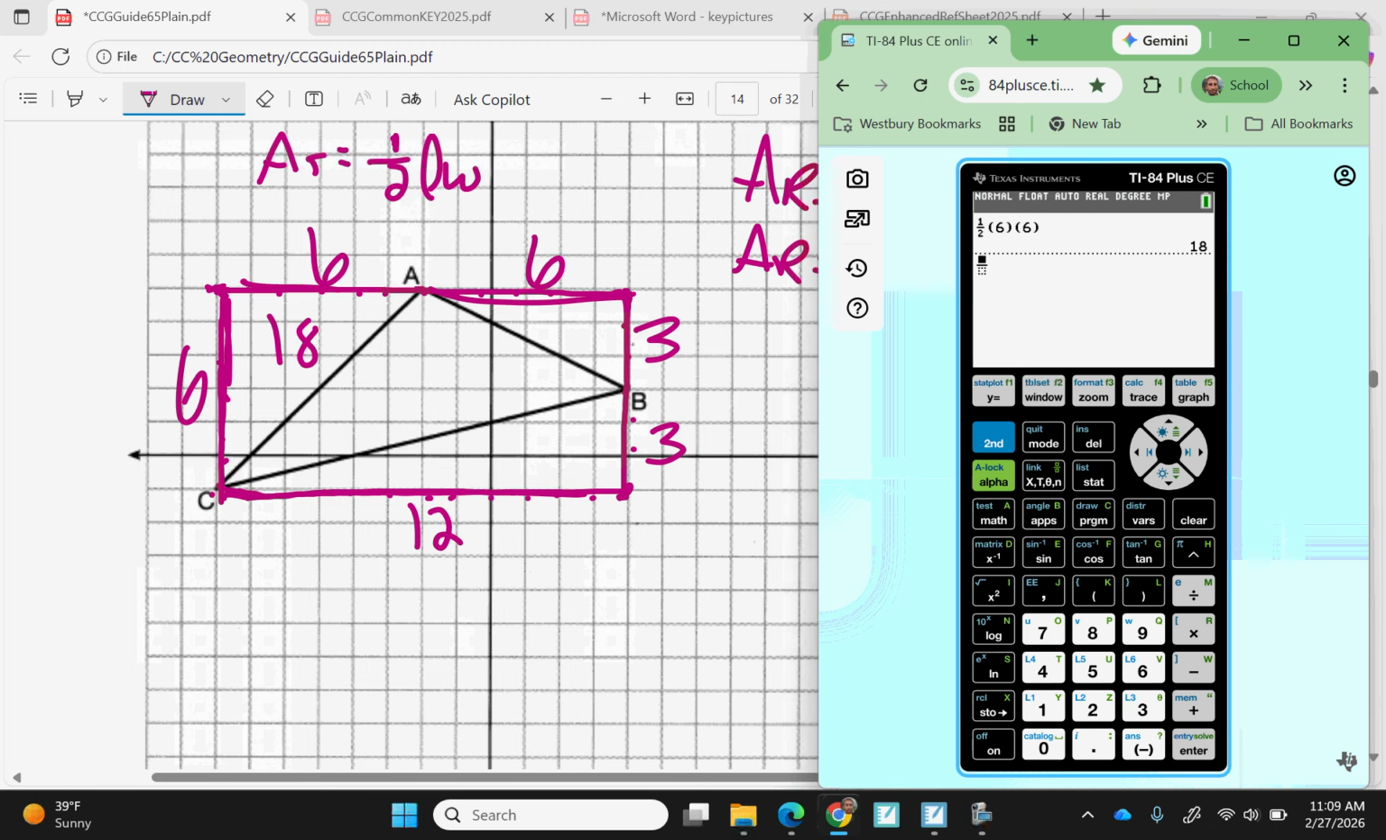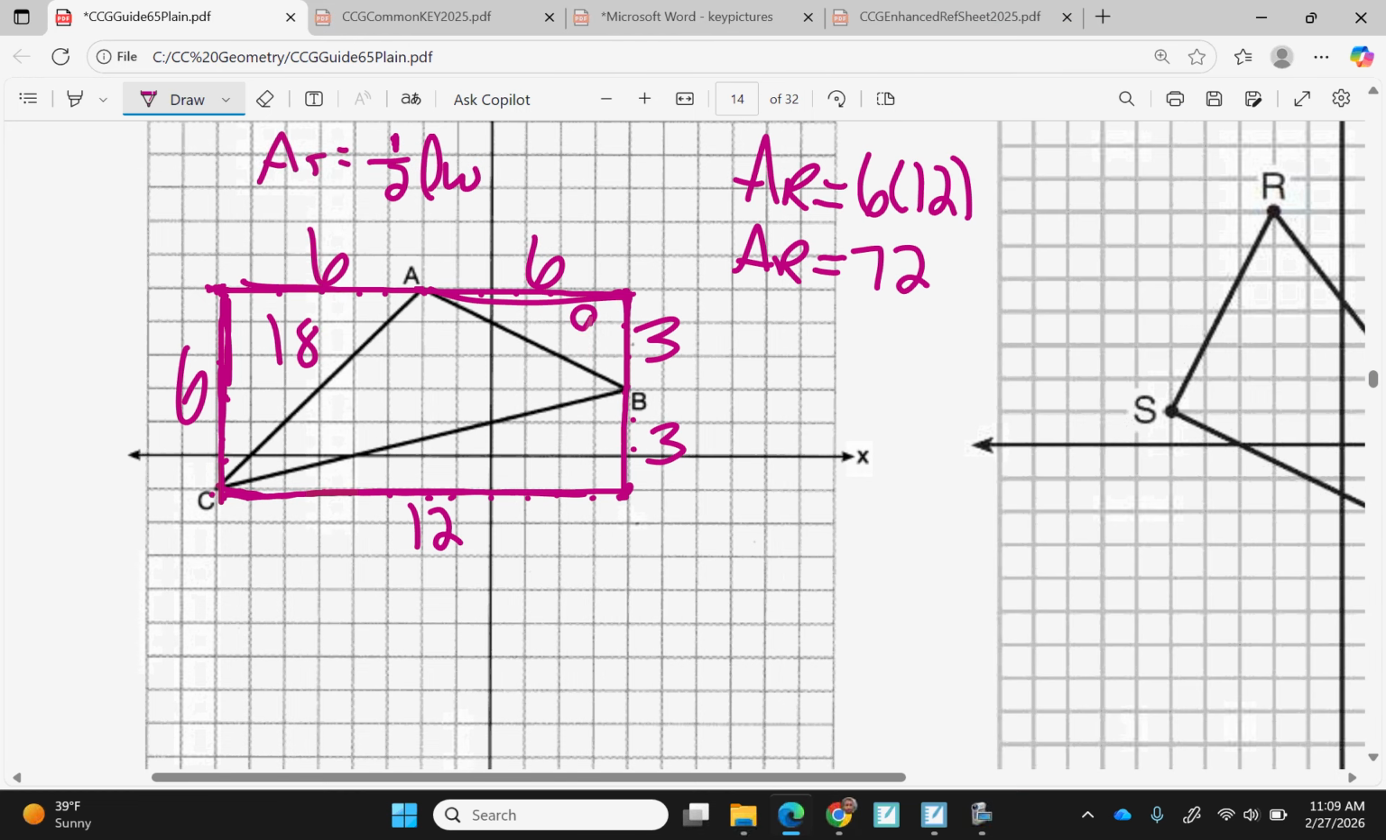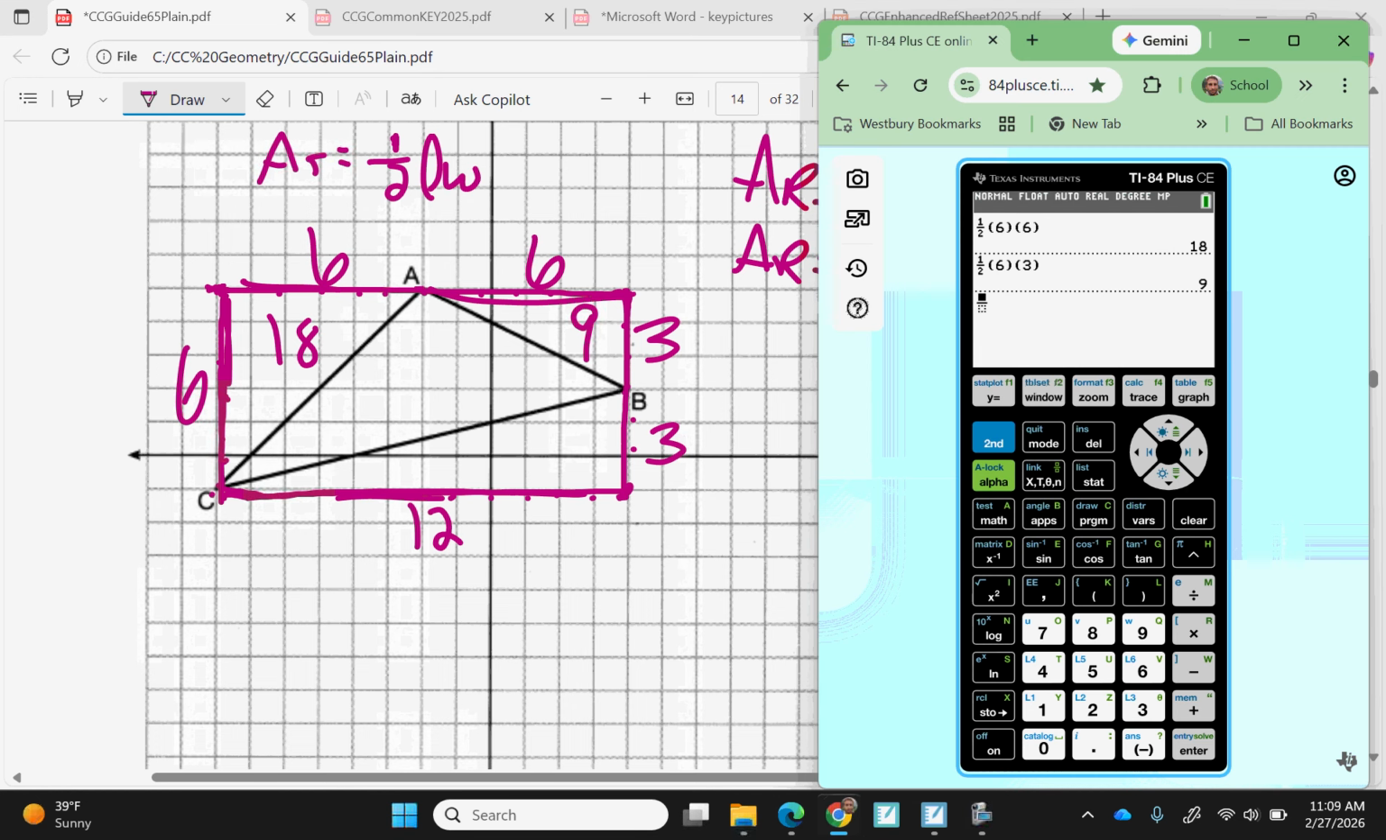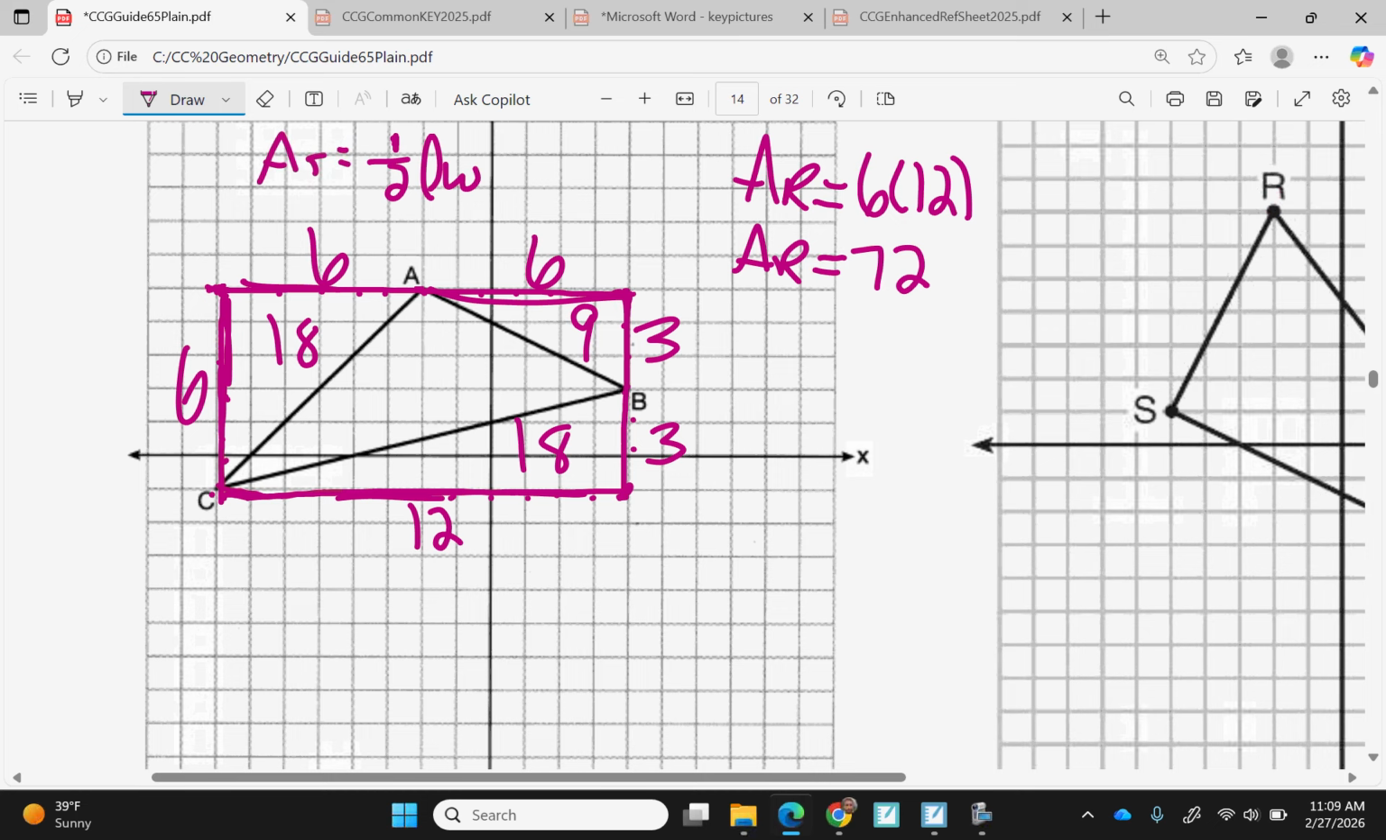So I'm going to do half 6 times 3. And then I've got 12 and 3 here. So I'm going to do half 12 times 3, 18. Now I'm going to take my triangle areas and I'm going to add them up. Use a calculator if you need to. And I'm going to subtract that from my rectangle area. And my answer is 27.